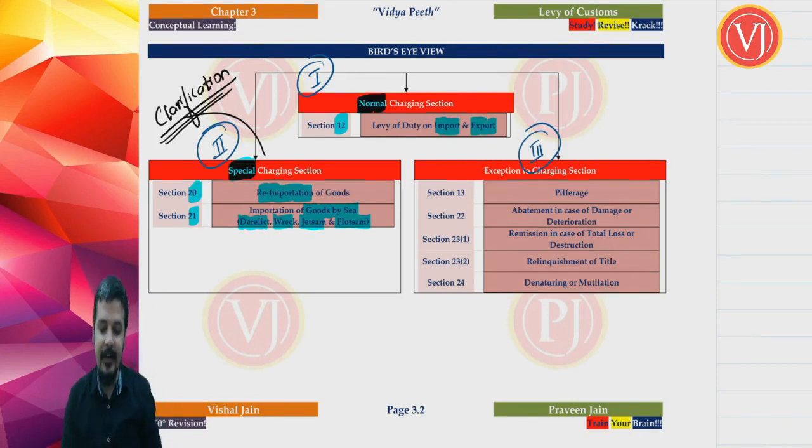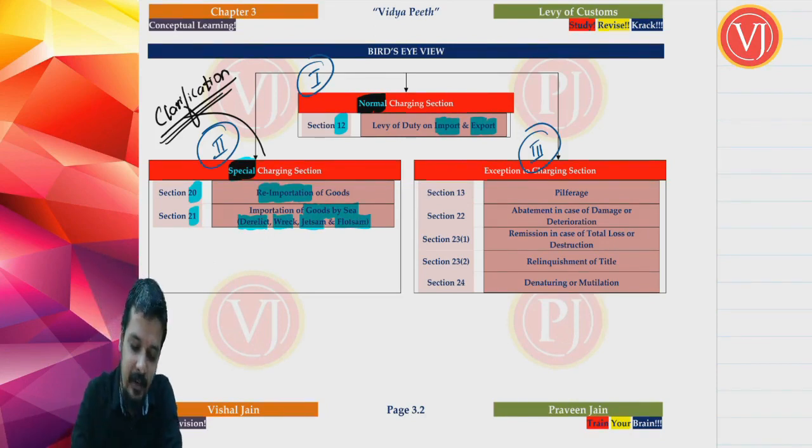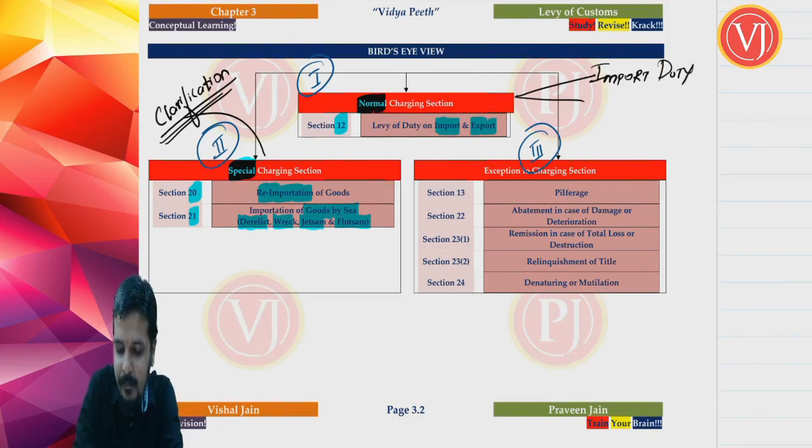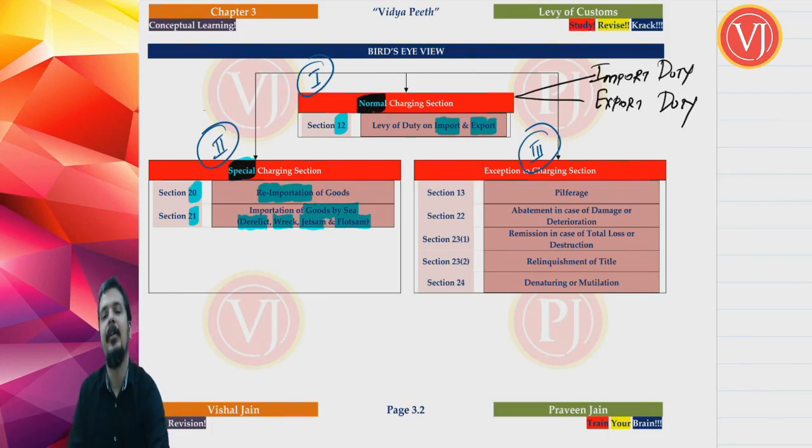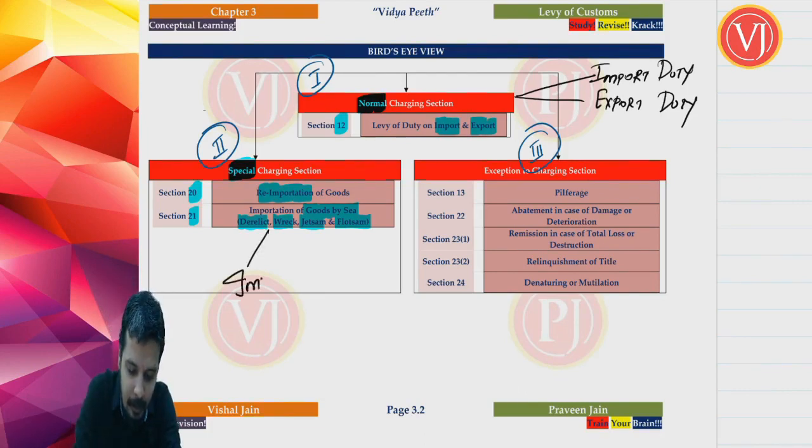Friends, what you can understand here, in normal charging section, the focus is both on your import as well as your export. The focus is both on import duty as well as export duty. Export duty is rare, but it is there. Whereas special charging section, section 20 and section 21, if you look at the language, you will find that the focus is only and only on import duty.